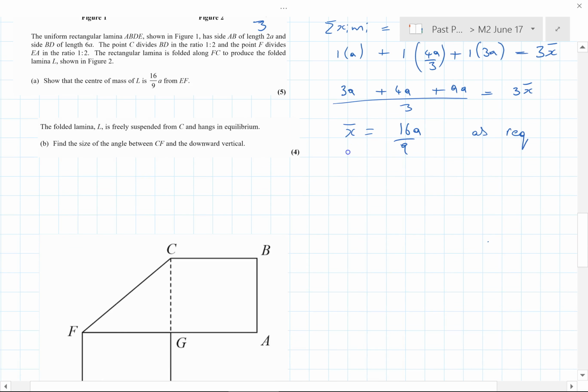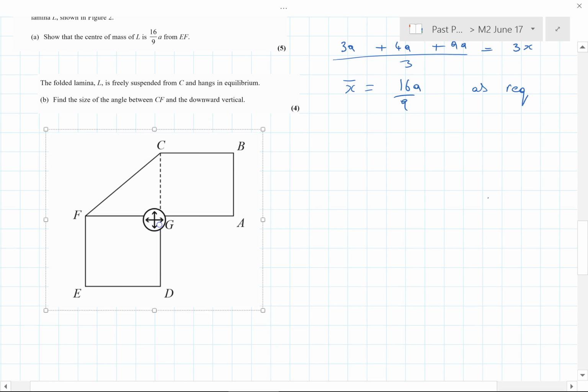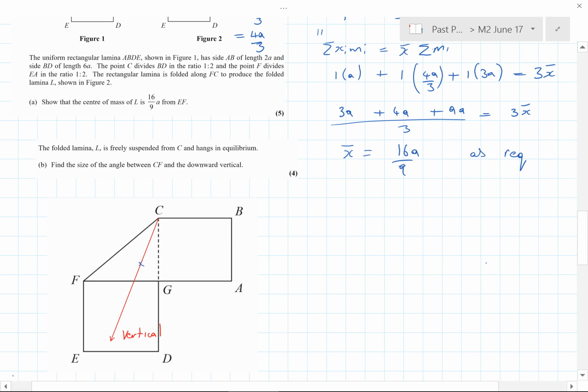Part B. I've got a blown up version of it here. I had to get a diagram. It says it's suspended from C. Okay, so we have a vertical line going through the centre of mass, and the angle we're being asked for is this angle here. Let's call it alpha. Well, of course we know that this angle is 45, so we can just work this angle out and take it away from 45.